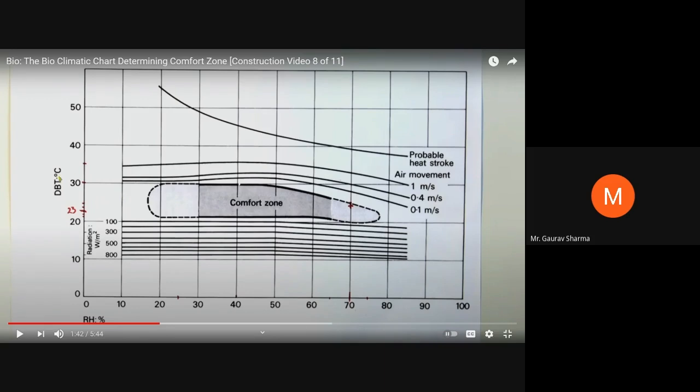Now the instructor here is taking one example, that if the temperature is 23 degrees Celsius whereas the relative humidity is 70, in that case whether it lies in the comfort zone for that region, or it may fall somewhere outside of this comfort zone. Okay, so that's how you identify whether this particular relative humidity or temperature is giving us comfortable conditions in the building planning or not.